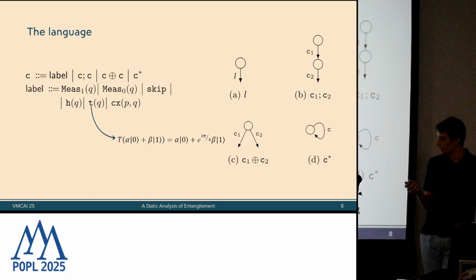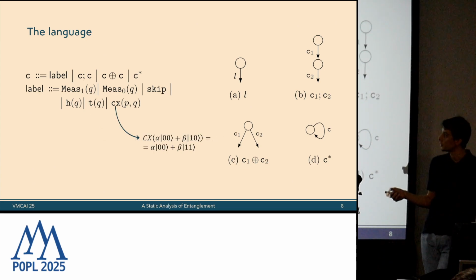Then we have the T gate, which applies a rotation of pi divided by 4 to the second part of the state. And then we have the control NOT. So we negate the second qubit if the first one is 1. You see on this example, we have 0 0 and 1 0. After the CNOT, we will have 0 0 because the first one is 0, so we do nothing. And then here, the first one is 1, so the second one becomes 1. And we see that the CNOT is also the gate that introduces entanglement, like in this example.